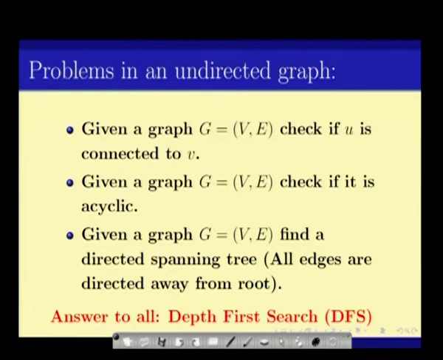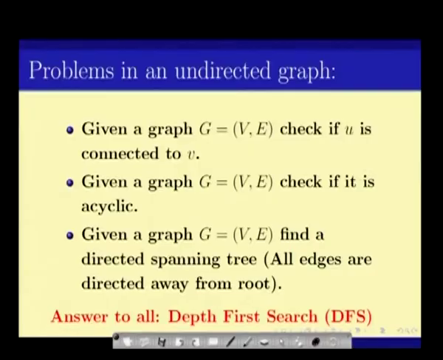The same set of questions can now be asked for directed graphs: given a set of edges, is u connected to v, is the graph acyclic, and find a directed spanning tree. What is a directed spanning tree? A directed spanning tree is a spanning tree where all the edges are directed away from the root. Since in a tree there is a unique root, there is a unique path from the root to every vertex, and this path should be directed downwards. So, basically, in a directed spanning tree, for every vertex u, there is a directed path from the root to u. And again, the answer for all of them is DFS, or depth first search.